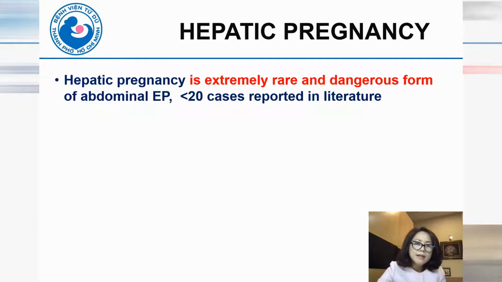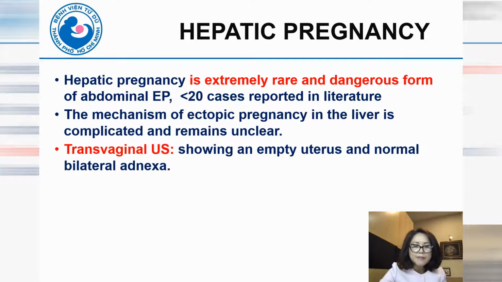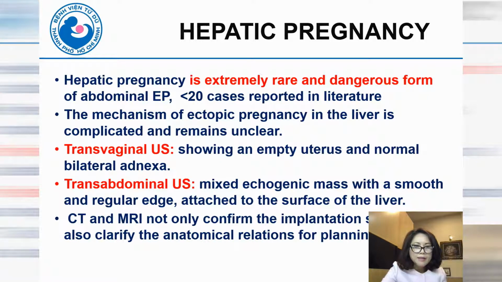Hepatic pregnancy is an extremely rare and dangerous form of abdominal ectopic pregnancy, with under 20 cases reported in the literature. The mechanism of ectopic pregnancy in the liver is complicated and remains unclear. Transvaginal ultrasound shows an empty uterus and normal bilateral adnexa. On transabdominal ultrasound, we can see a mixed echogenic mass with a smooth and regular edge attached to the surface of the liver. CT and MRI not only confirm the implantation site but also clarify the anatomical relations for planning surgery.